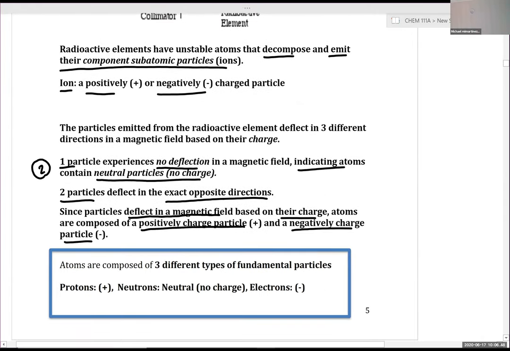Just as a sort of spoiler and a precursor to this next discussion, we can conclude that atoms are composed of three different types of fundamental particles, and we'll see in these next few studies that the protons are the positively charged particles, the neutrons are our neutral particles, particles without a charge, and the electrons are negatively charged particles.